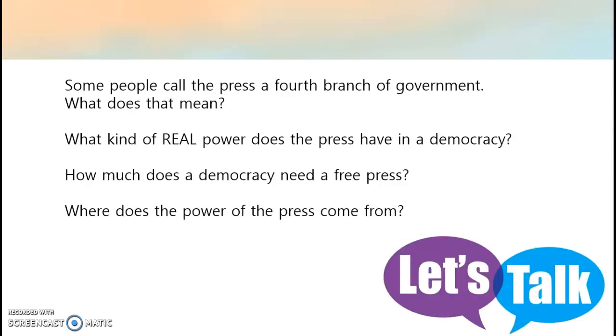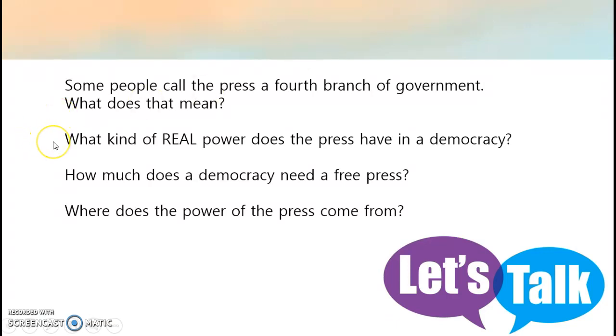So some people refer to the press as the fourth branch of the government. And when we talk about press, we're talking about the media. We're talking about newspapers, magazines, television news, and people who report on what is going on in the government. So think about this question. What does it mean when someone says the press is like a fourth branch of the government?